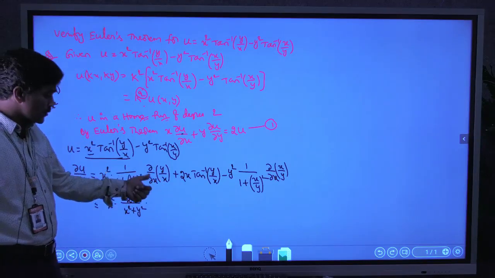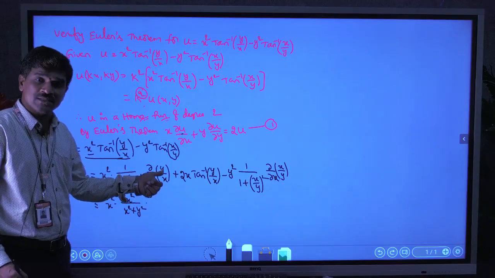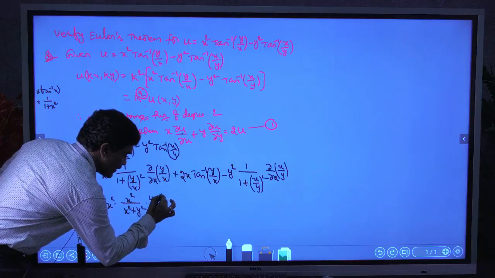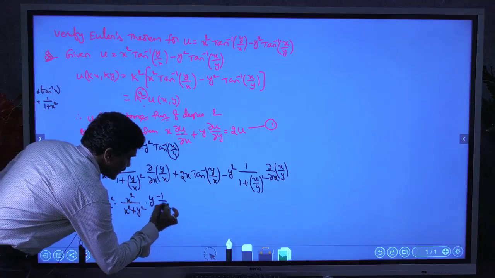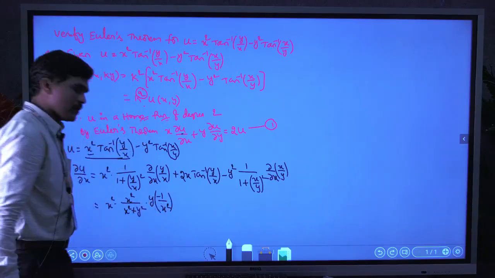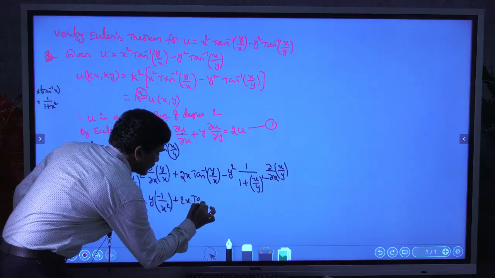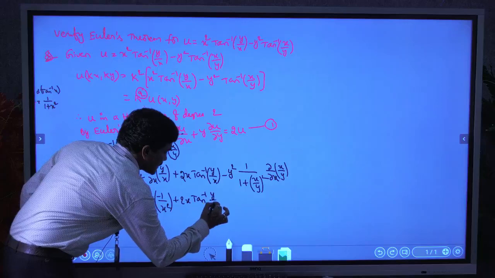After simplifying, we get x square by x square plus y square into ∂/∂x of y by x. With respect to x, y is the constant. The derivative of 1 by x is minus 1 by x square. Plus 2x tan inverse y by x.